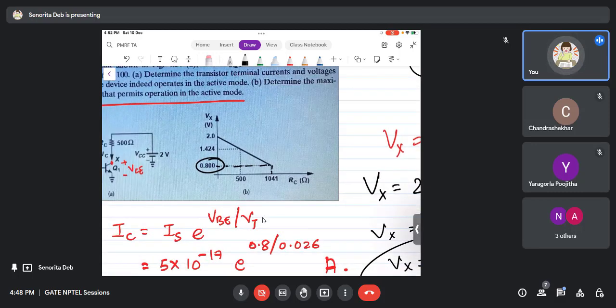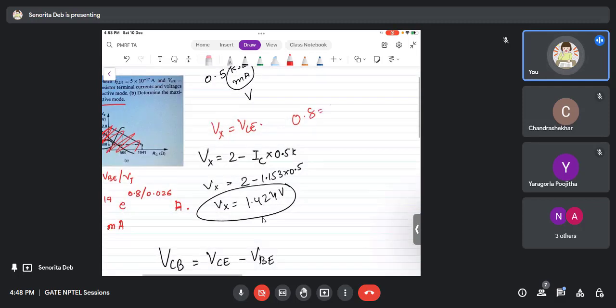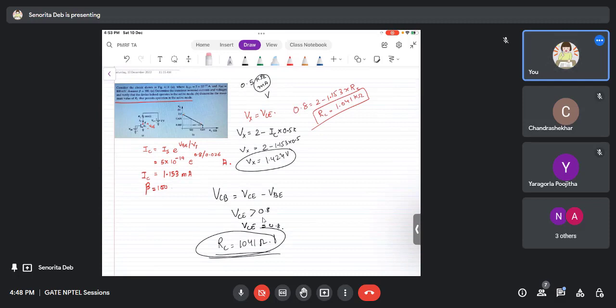Now suppose this graph was not there. Then what will you do? You will take 0.8 and substitute here. So 0.8 equals 2 minus 1.153 into RC. From here you find RC, which will give you 1.041 kilo ohms, and that is your answer. If the graph is not there, you have to solve and get it. It is solvable. I hope you have understood the question. Please see whatever I have done. If there are any doubts, you ask me.